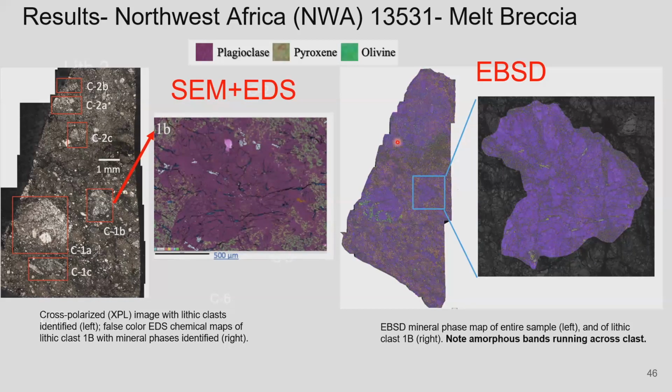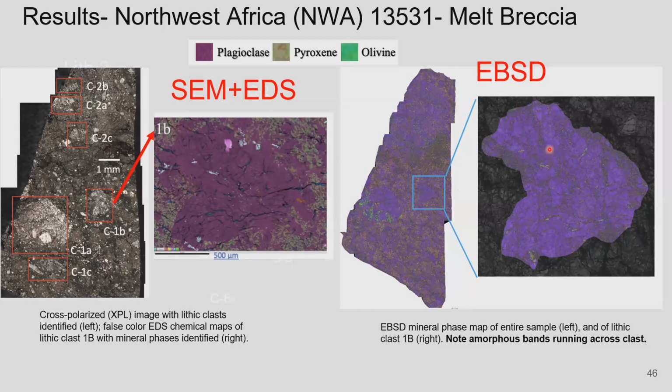You'll notice there's a lot of purple. The purple color means it's plagioclase feldspar. These parts of the sample have been identified as plagioclase. The orange parts have been identified as pyroxene, and the green parts have been identified as olivine. When I zoom in on clast 1b, right here, you'll notice that it's very purple, which is what we sort of knew earlier. It's rich in plagioclase feldspar.